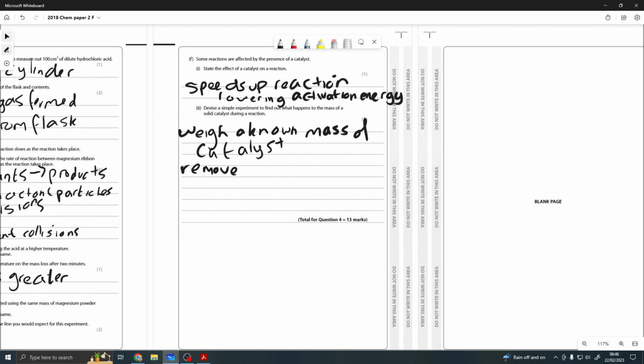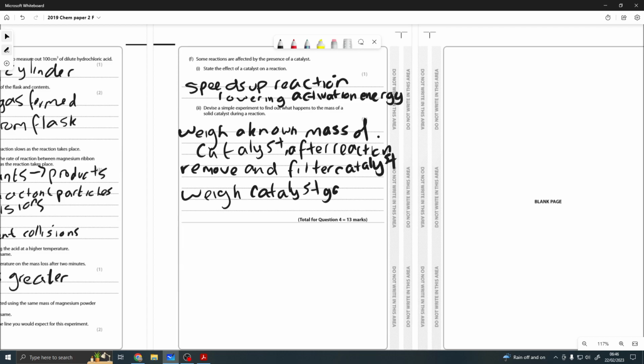Hang on. So after reaction, remove and filter catalyst. Then weigh catalyst again. And obviously the start mass should equal the end mass. And that will show that the catalyst hasn't been used up.